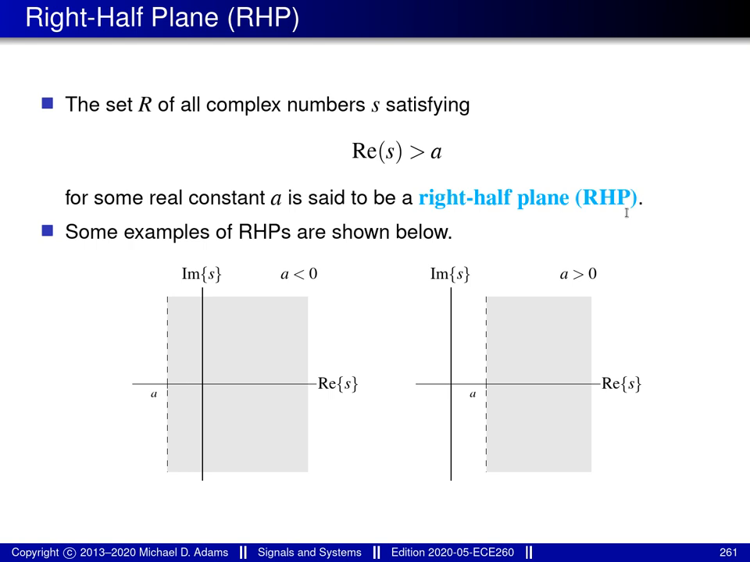Two examples of sets that constitute right half planes are shown in the figures at the bottom of the slide. Clearly, the set denoted by the shaded region in each of these figures is comprised of all points in the complex plane to the right of a vertical line.